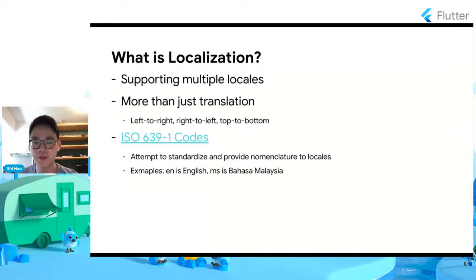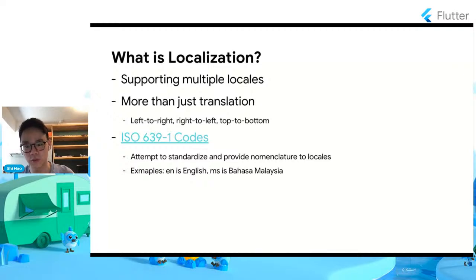So a brief primer for those who don't really know what localization is. It's basically, like I mentioned before, supporting multiple locales. For example, English, Malay, Chinese, but sometimes you have to differentiate for Chinese as well, like traditional versus simplified Chinese. And for Malay, you have Bahasa Melayu, but you also have Bahasa Indonesia. So you have to take those into account.